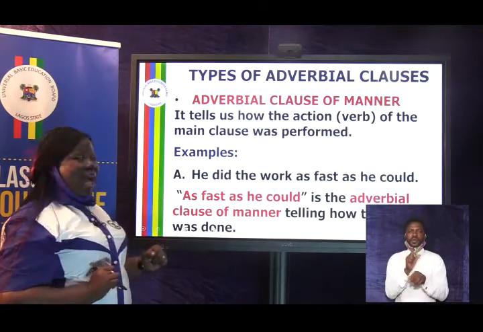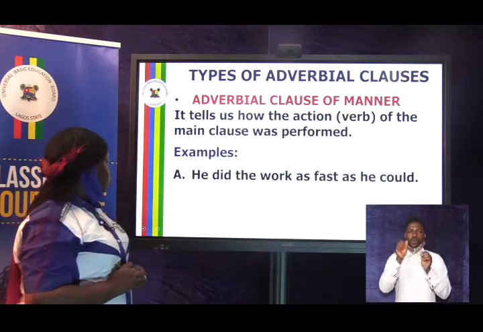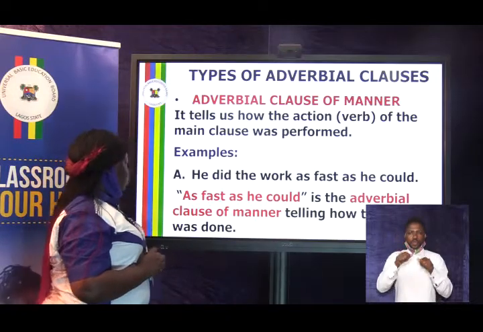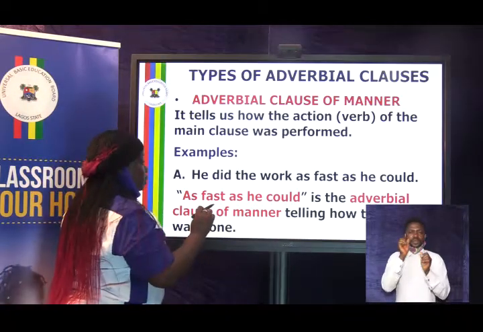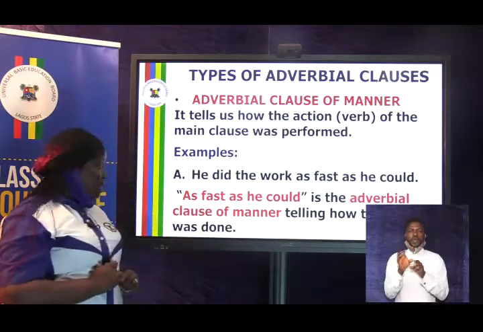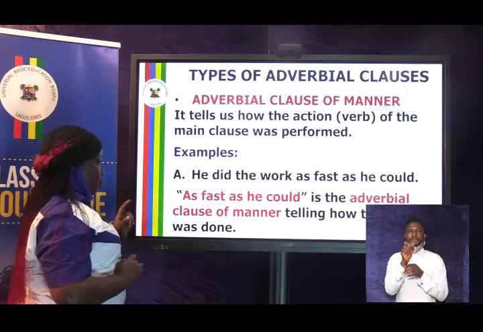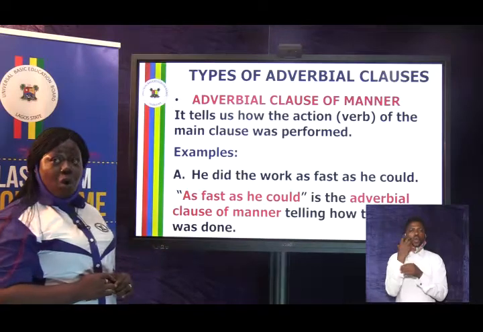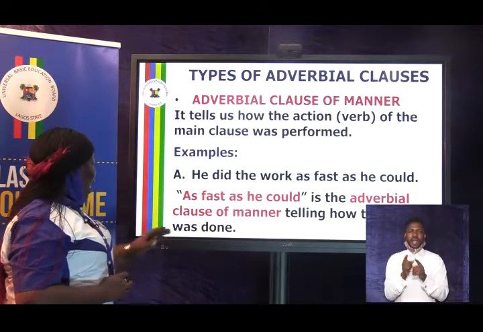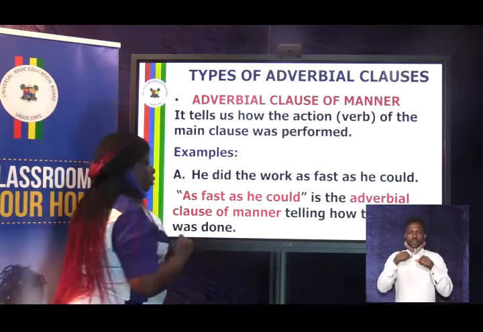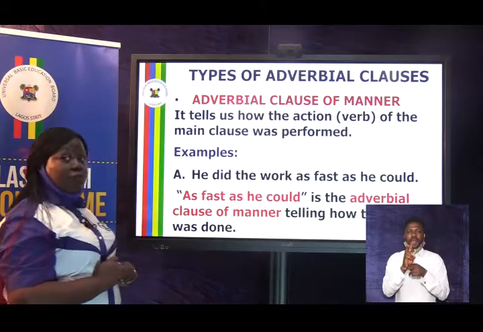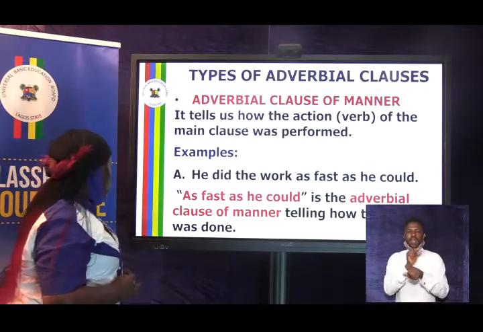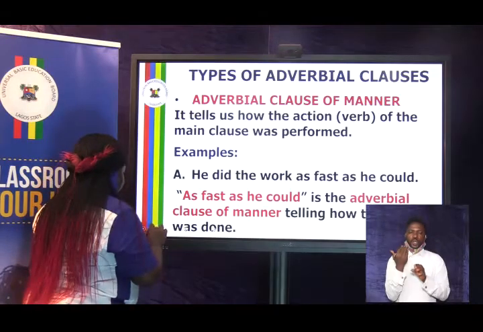He did the work as fast as he could. As fast as he could is the adverbial clause of manner in the sentence. Why did we say that? Because it tells us how the work was done. As fast as he could is the adverbial clause of manner because it explains how the work was done.